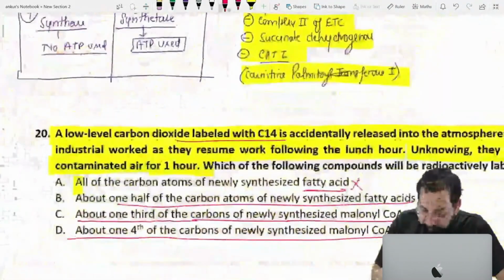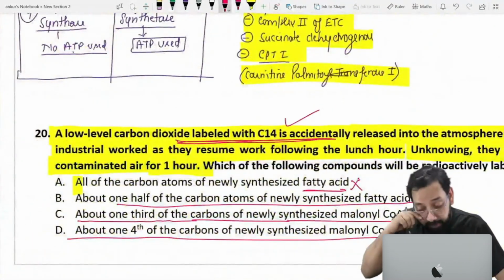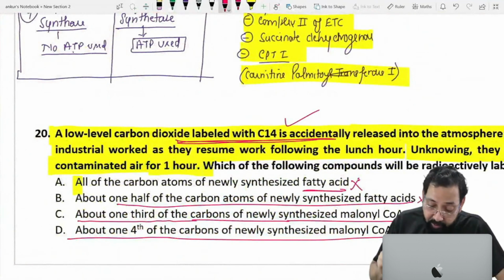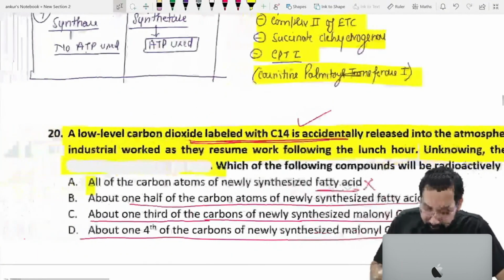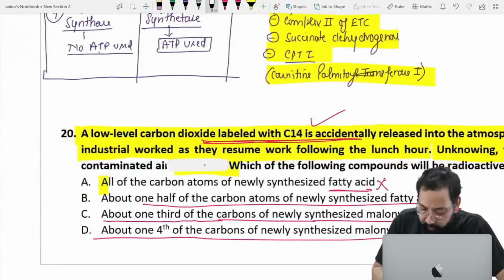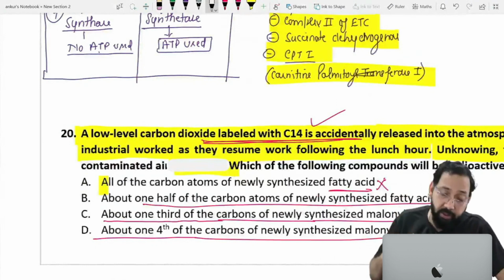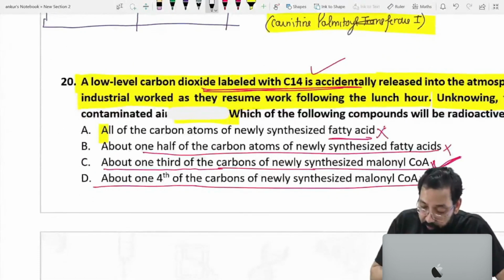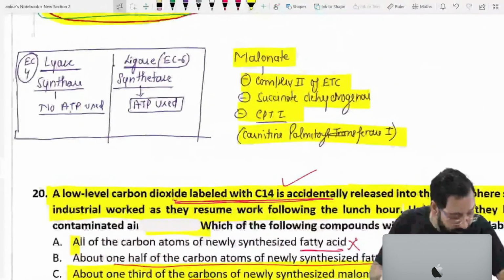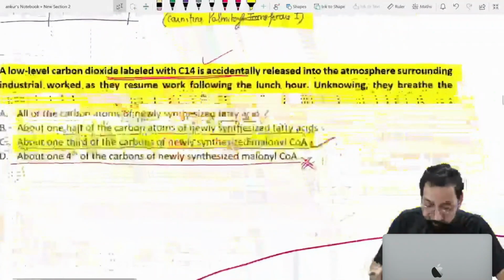So they ask that after the lunch hour, if CO2 is accidentally released, the person will breathe that. And it's not the duration, 1 hour or 2 hours, they try to confuse you. They breathe the contaminated air, that is more than sufficient. This radioactive carbon is coming in the form of CO2. So one third of the carbon of newly synthesized malonyl coenzyme A would be radioactive. Clear? Got the point?